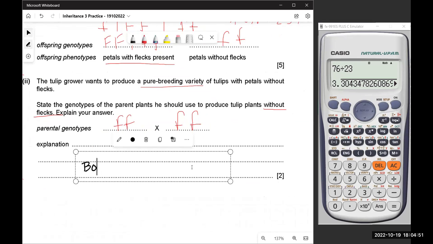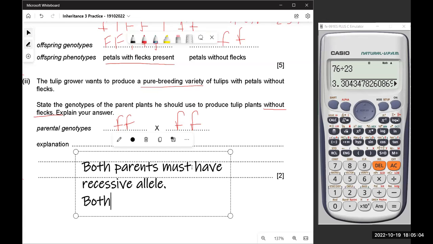Both parents must have recessive allele. Both parents must be homozygous.